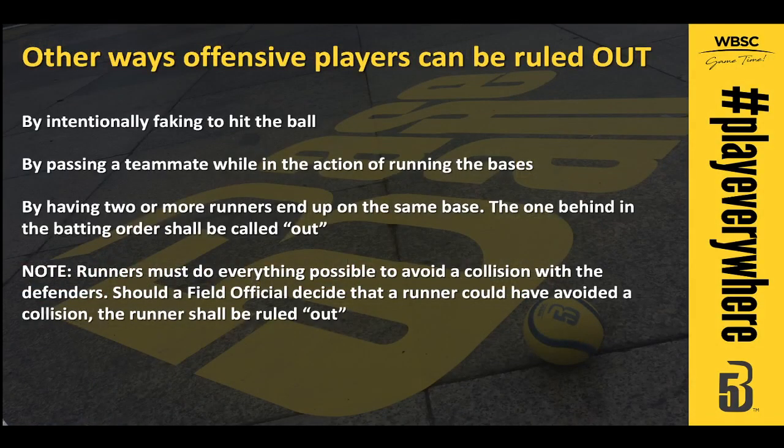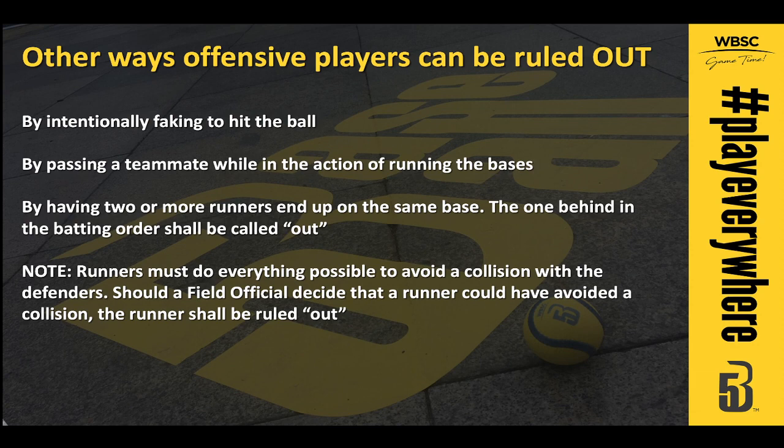There are other ways still that offensive players can be ruled out. We don't have video examples of these. They're far less common, but I don't think you'll have any trouble understanding that an offensive player can be ruled out by intentionally faking to hit the ball, by passing a teammate while base running. If two or more players wind up on the same base, then the player behind in the batting order shall be ruled out. The lead runner would be safe.